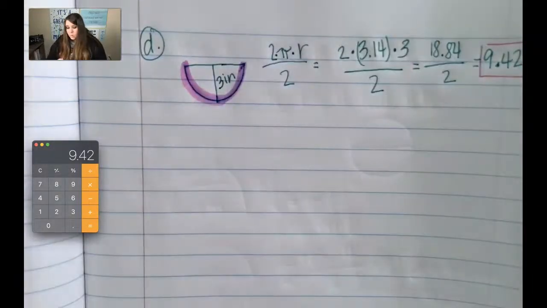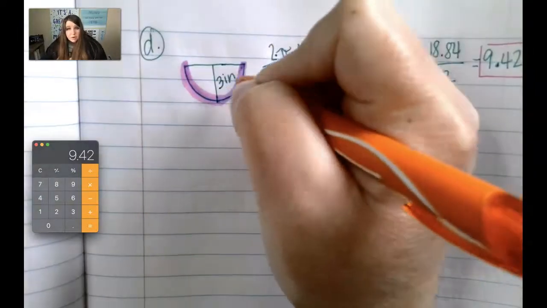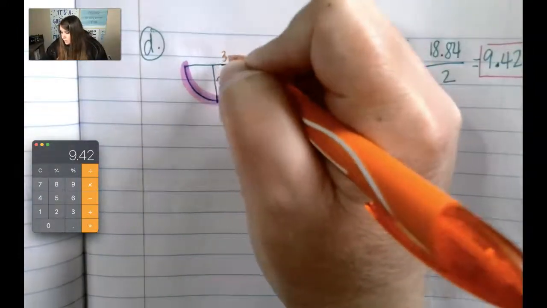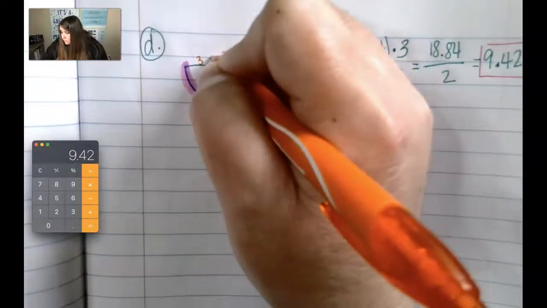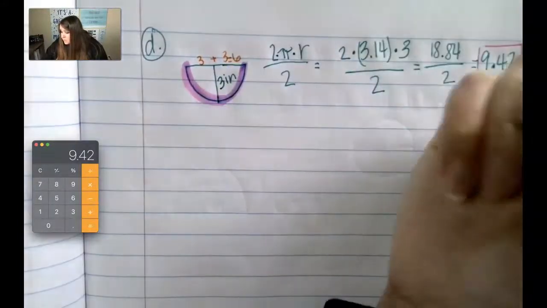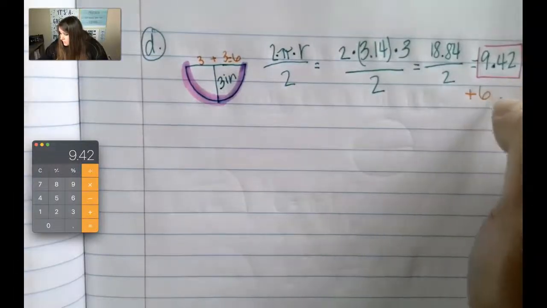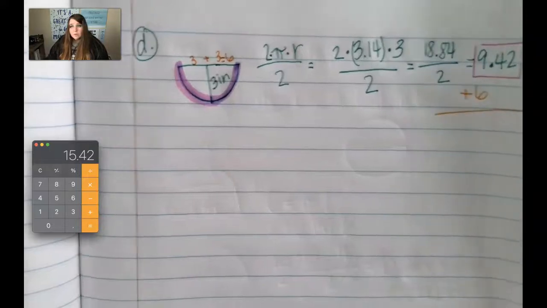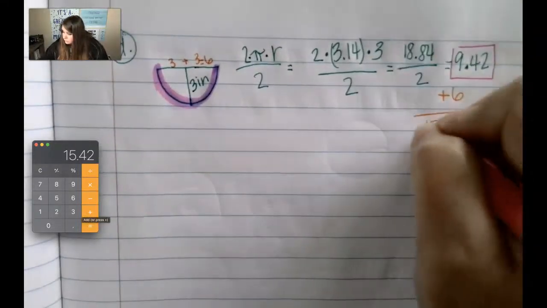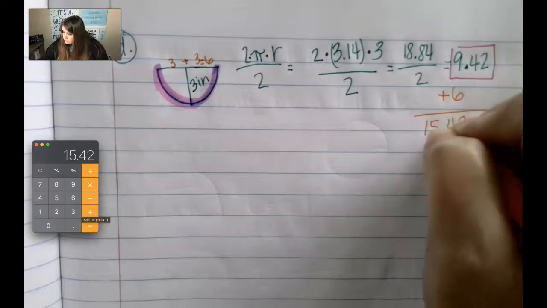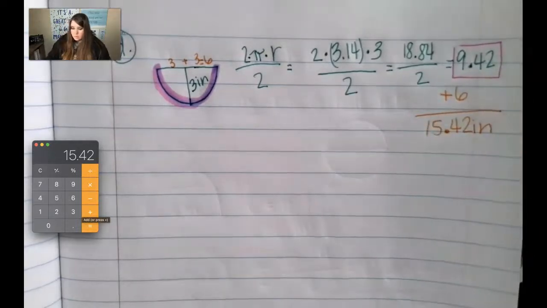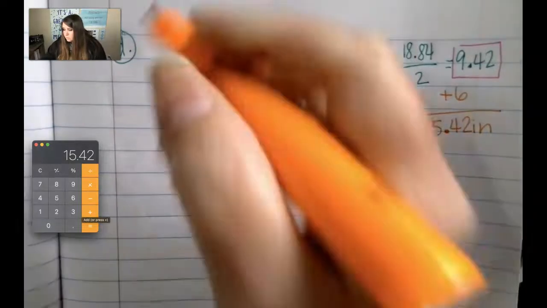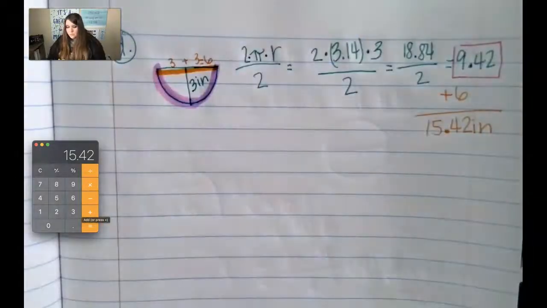Now we need to look at what is our radius. How does our radius become our diameter? So this half right here is 3. This is 3. So 3 plus 3 is 6. So we're going to add 6 to this. So 9.42 plus 6 gives us 15.42. Okay, so 15.42 inches. There you go.